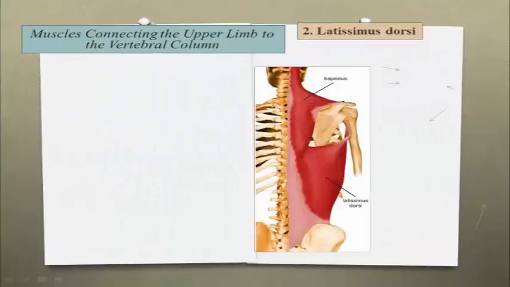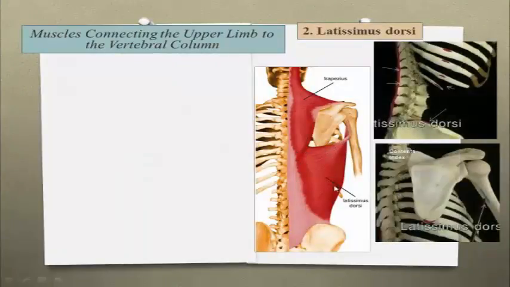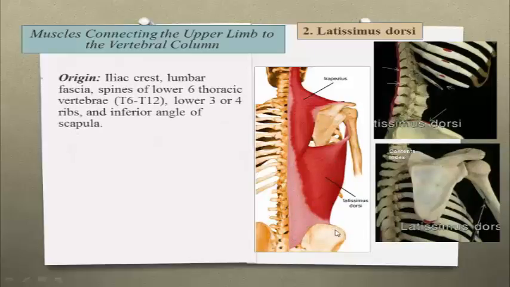Latissimus dorsi. From the Latin language, latissimus means the widest one, and it is really the widest one. It has a very wide origin, and it arises from the lower part up like this. It starts from the iliac crest here on the lower part of the back and from the lumbar fascia.